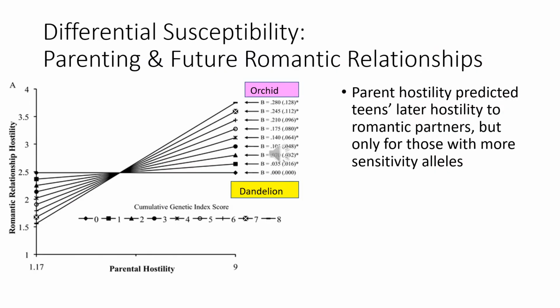Let's talk for a minute about how relationships between parents and teens influence later romantic relationships. This is another differential susceptibility study, and it was a longitudinal study following individuals from basically the age of 15 to around their early 30s. It video recorded them having a problem-solving discussion when they were 15 with one of their parents, and then another problem-solving discussion about 15 years later with a romantic partner.